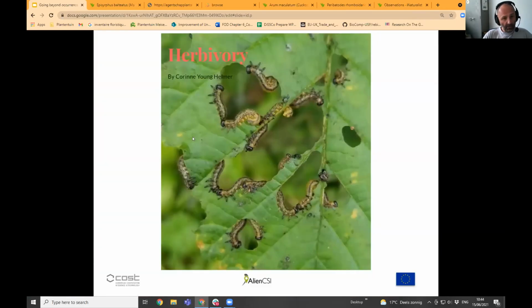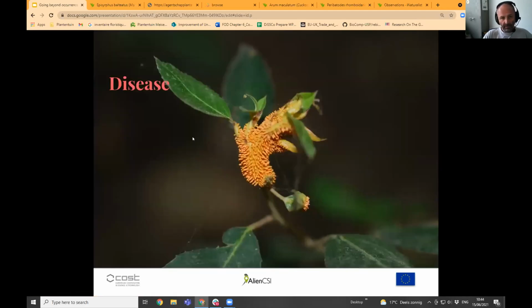Herbivory is something you could work on with gardeners, for example, who would be very interested in what's eating their vegetables. Disease, in this case, I've pictured a plant disease, again, gardeners potentially, but maybe others. Things like ash dieback have been important in Europe recently. And maybe there's other pests as well.